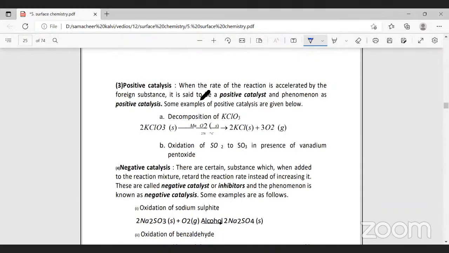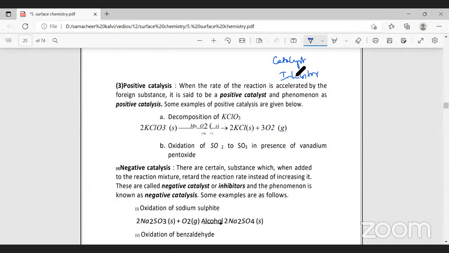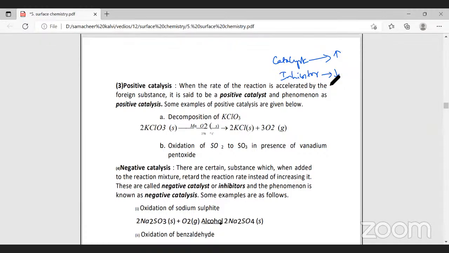Now, a few more terminologies we have to understand. In modern day, we do not call them positive catalyst and negative catalyst. So there is the catalyst, and they use another term called inhibitor. A catalyst will increase the rate of a reaction, and an inhibitor will decrease the rate of a reaction. In the old terminology, a catalyst is classified into two: positive catalysis and negative catalysis.